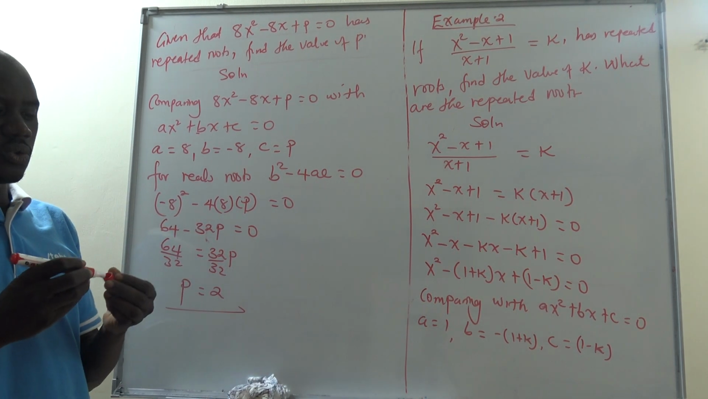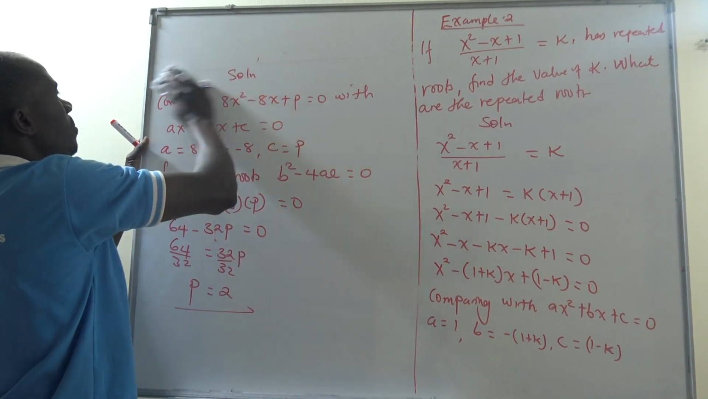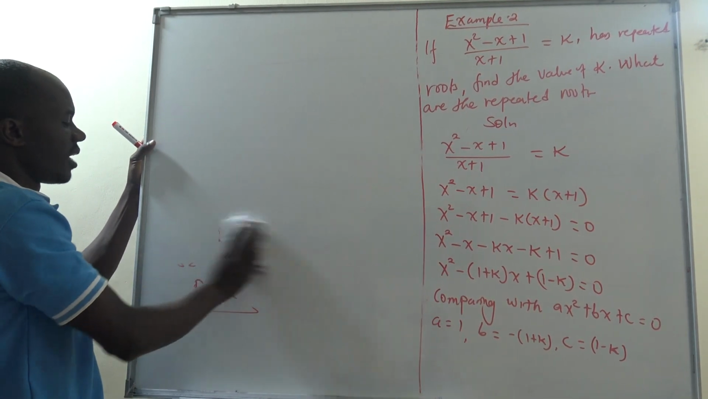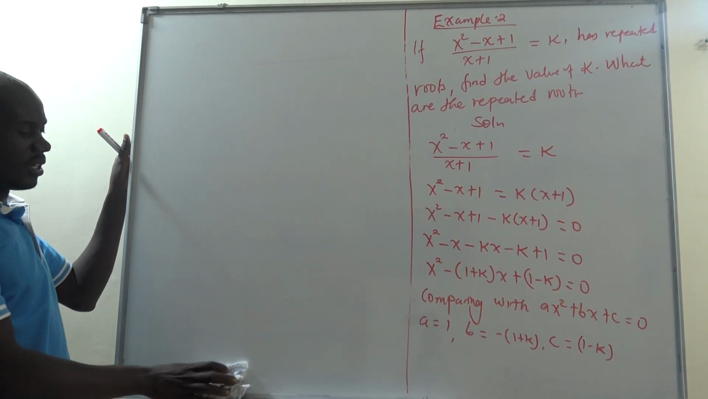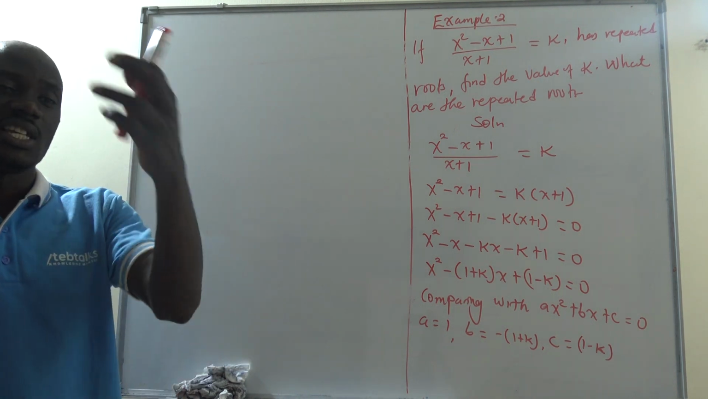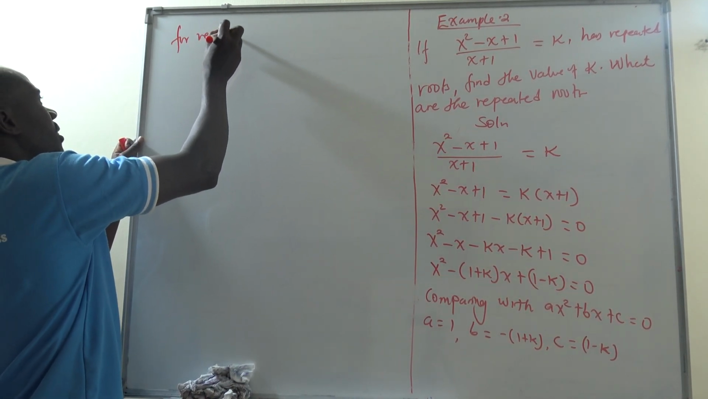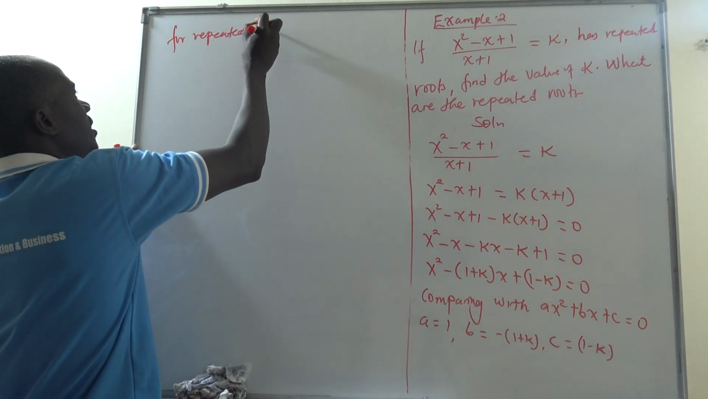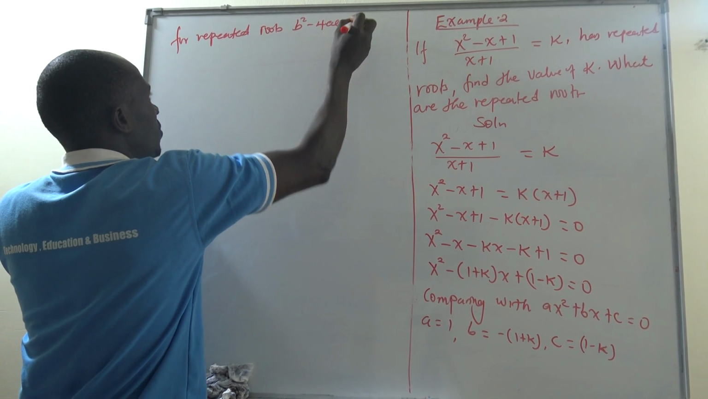Then what do we know about repeated roots, as they have said? For repeated roots, b squared minus 4ac equals 0. That's why I said that you first see the nature of the discriminant. Is it real? Is it bringing repeated roots? And if it is for repeated roots, then we are free to go ahead and apply what is required. This mathematics, I normally tell you, is very interesting so long as you are very keen and very serious. For repeated roots, b squared minus 4ac equals 0.